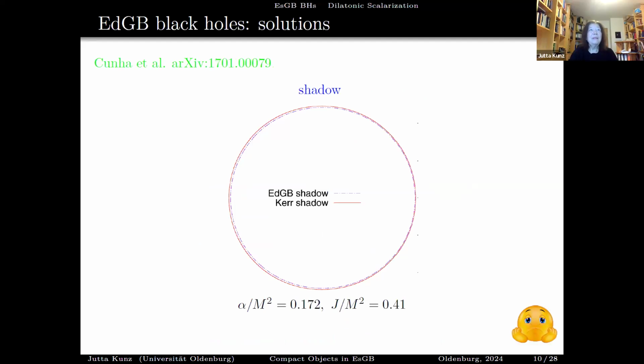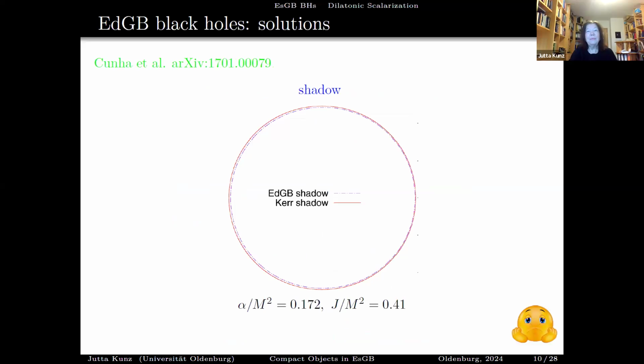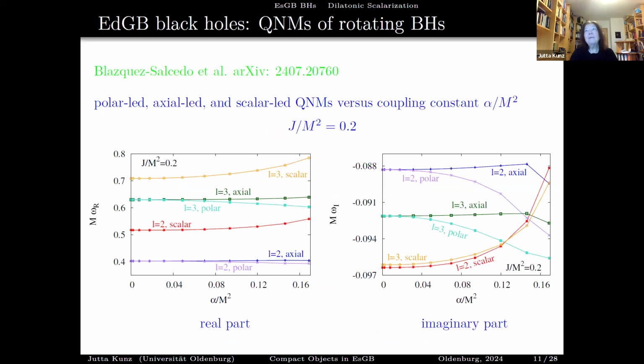Then, of course, how about observations? Yeah, the shadow is something one is interested in, and going back to the area, you think you might have some effect, and you might possibly see some deviation from a Kerr black hole with the same masses, angular momenta or so. But no, you basically see nothing. In this theory, they are very, very close. So no hope to get a bound from here. However, from gravitational waves, yes, there are bounds.